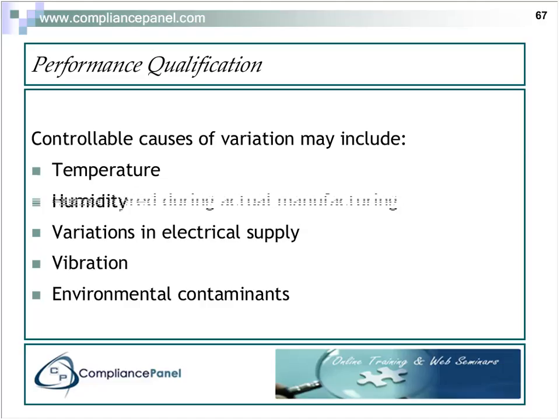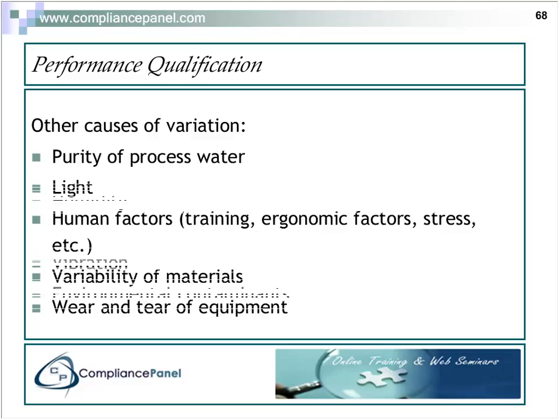Again, controllable cause of variation, much the same as before: temperature, humidity, electrical, vibration, environmental contaminants, and so on. If we're using water in our process, purity. FDA is hot on water in processes, and there's a certain set of requirements for that. You need to pay attention to those. Light, can the operator see properly? Those sorts of things. Human factors, training, ergonomics, stress, and so on.